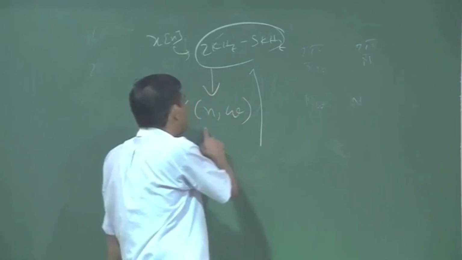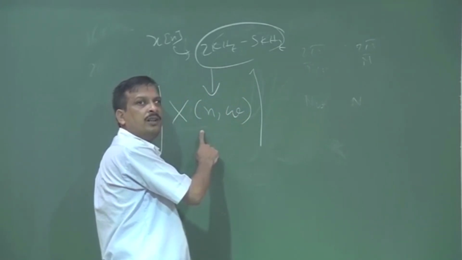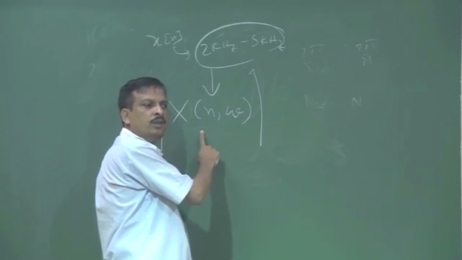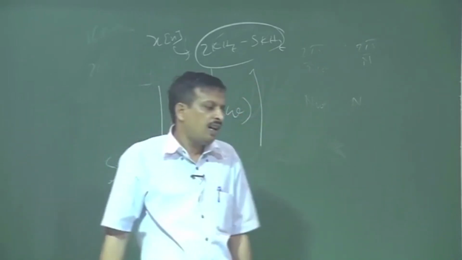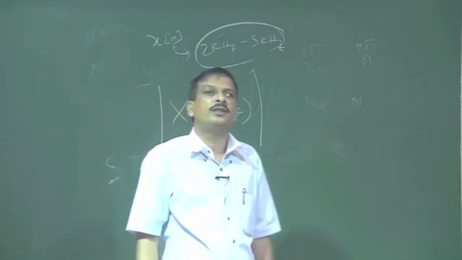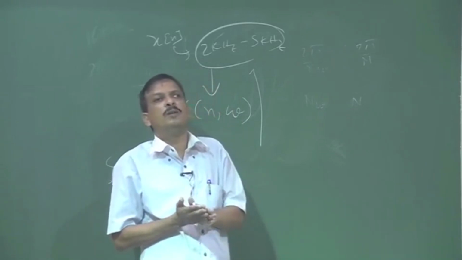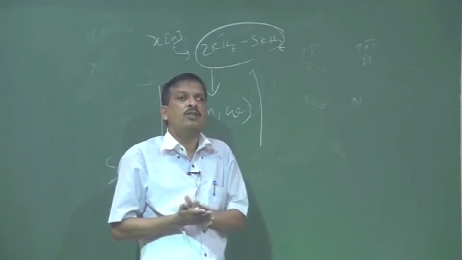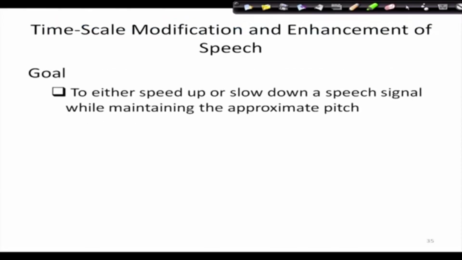I want the spectral magnitude to estimate the spectral density of the signal. I can do the estimation, or I can modify the spectra, and another application is called time scale modification. I can do time scale modification of the speech signal, and noise reduction. So, time scale modification. Goal, what is time scale modification? I can give you an example.